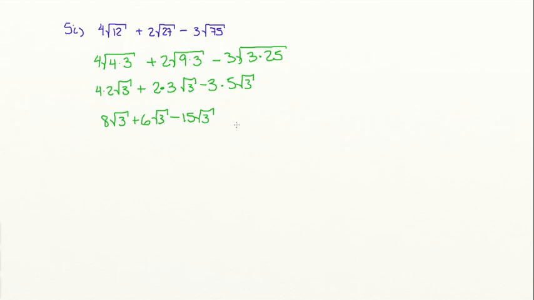And they all have square root 3, so we can put them together. So 8 plus 6 minus 15 is negative 1. So negative 1 root 3.